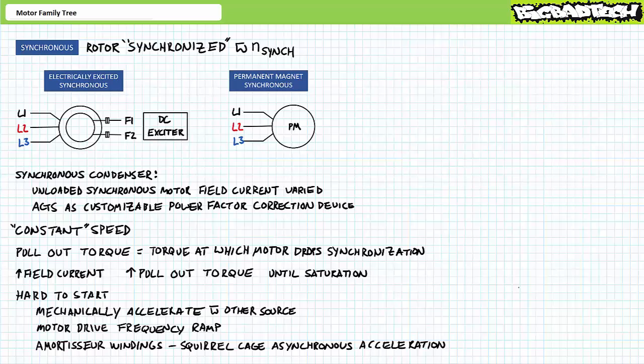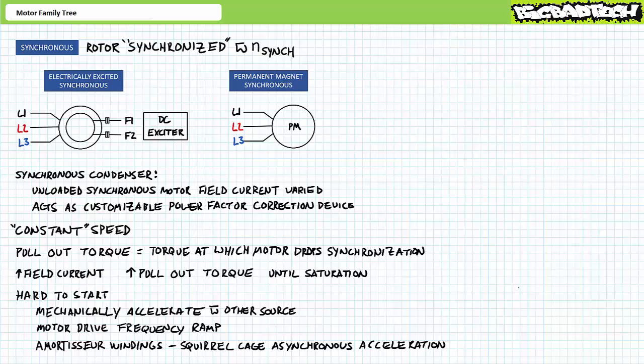An old school method of starting large synchronous motors is, believe it or not, to use other motors or mechanical means like a gas-powered engine to accelerate an unloaded rotor to near synchronous speeds before turning on the exciter. Once locked into the synchronous speed, the motor can then be put to work. A more modern method might be to use a variable frequency drive or motor drive to slowly ramp up excitation frequency on the stator so the rotor is afforded a gentle means of acceleration.